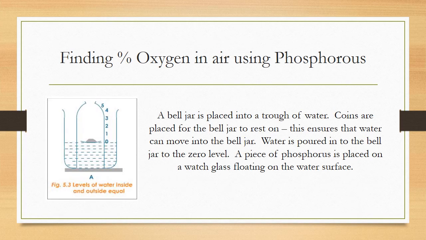Okay, so you can also find the percentage of oxygen using the non-metal phosphorus. What we do is you have a bell jar, you put it in some water, and coins are placed for the bell jar to rest on. Water is poured into the bell jar to a 0 level. And finally, a piece of phosphorus is placed on a watch glass floating on the water surface, which you can see here corresponds to 0.